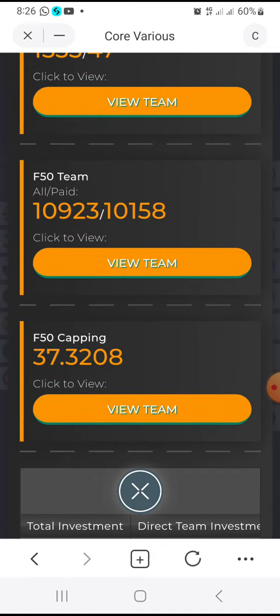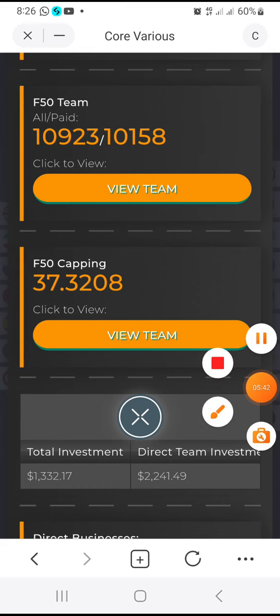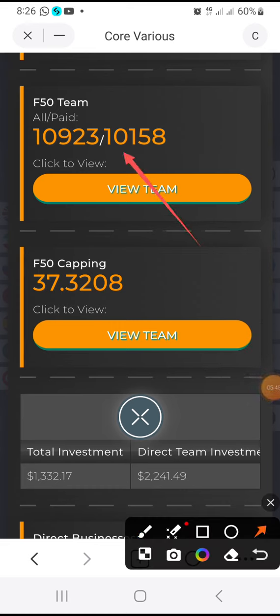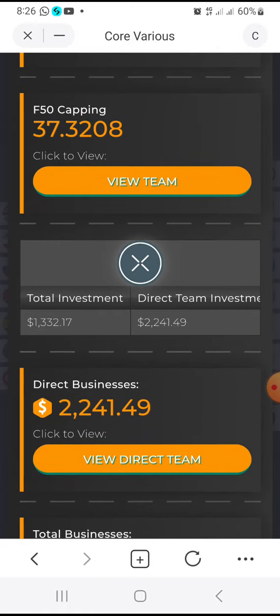When your team, which is the F50 team, is growing, you can see in my case my F50 team is growing. When the F50 team is growing, the system would still want to pay you more than what you have here as the F50 capping. The system might want to pay you more, and because of that, you will see flashing. But you are still working. Maybe the system is growing your F50 so fast and you are not at that speed with your F50. So you don't worry much about the flashing. But what you need to do is to make sure you are building your team and putting in half.